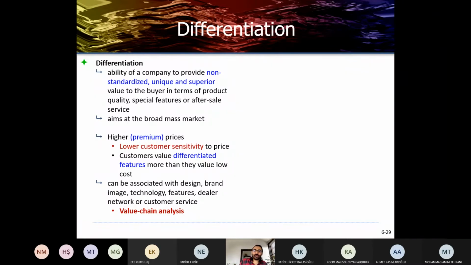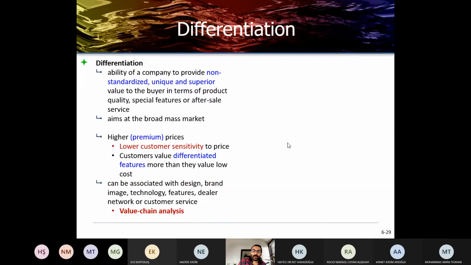Differentiation also aims at the broad mass market like cost leadership, but they can put higher premium prices because their customers are less sensitive to price. Customers value differentiation features more than the price. It can be associated with, as I said, design, brand image, technology, features, network, any part of the value chain. Differentiation can create additional value for their customers. Think about the brands that you are loyal to.